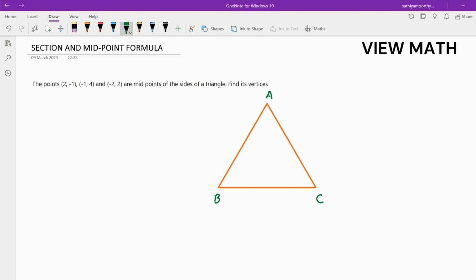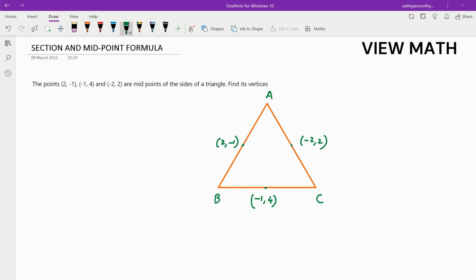So now (2, -1) is the midpoint of AB. Here this is the midpoint, so here it is (2, -1). And (-1, 4) is the midpoint of BC. So here (-1, 4) is the midpoint of the other side. And the third side, AC, the midpoint of AC, (-2, 2), they have given. They are asking us to find the coordinates of the vertices.